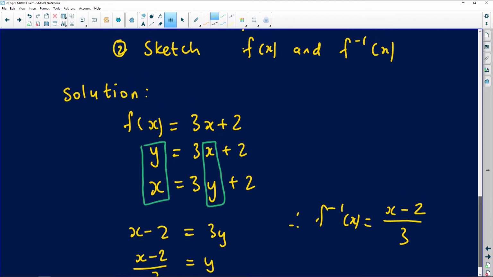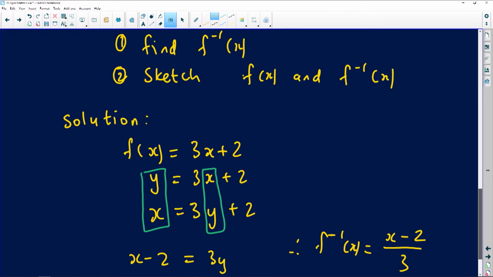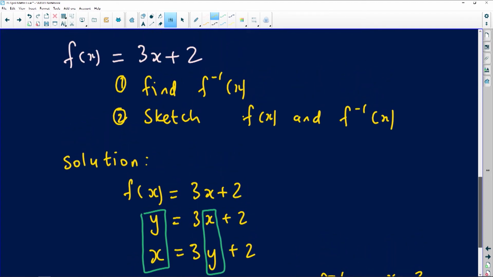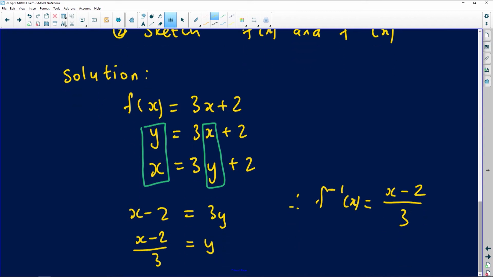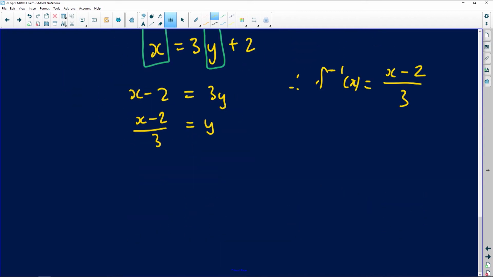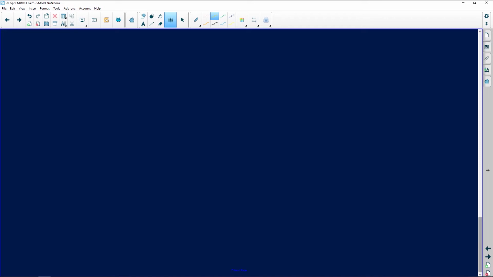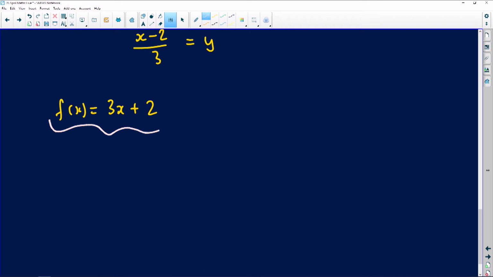Now the second part says we need to sketch the graph of f of x and its inverse on the same set of axes. So f of x is 3x plus 2. Let's try and draw the first graph and see what we're going to do. So I'm going to say to the examiner, if we know that f of x is 3x plus 2, and we have to draw this, we can all see that this is a straight line. This is a linear function.